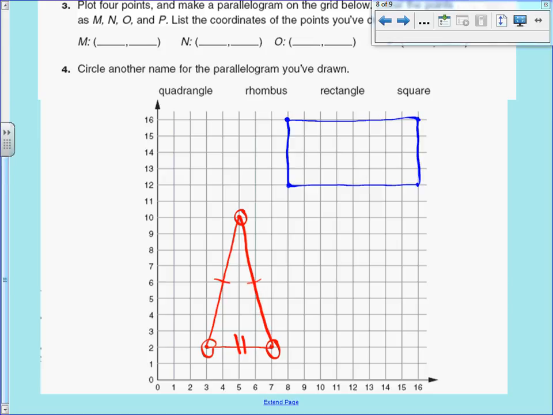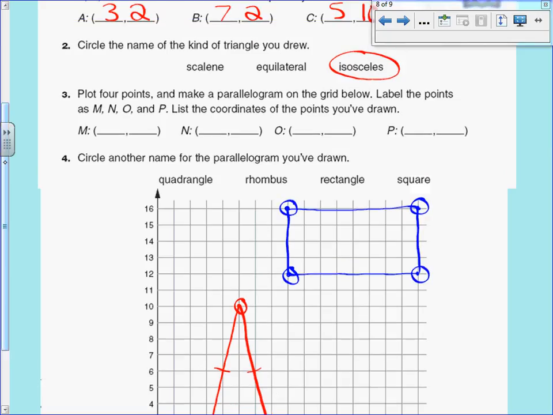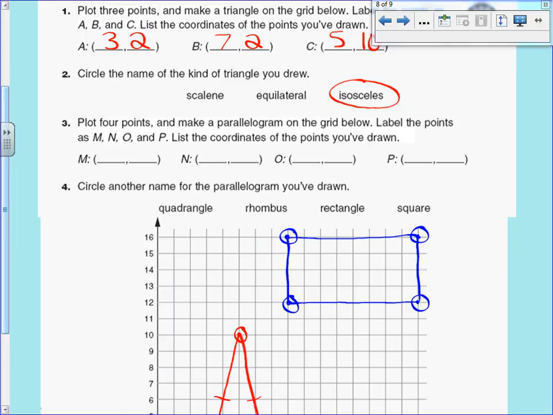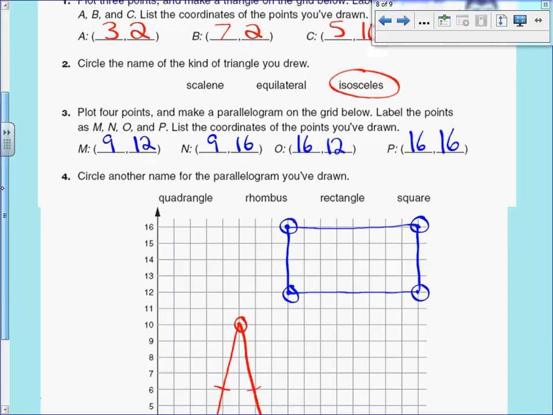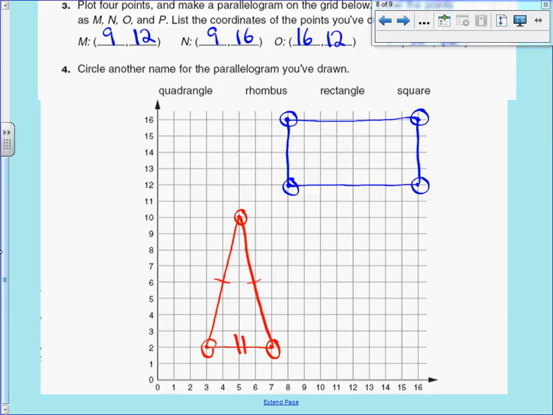So I have 9, 12 and 9, 16 as points. I have 16, 12 and 16, 16 as points. I need to go up and write those down, record those. So I had 9, 12. I had 9, 16. I had 16, 12. I had 16, 16. Circle another name for the parallelogram you've drawn.